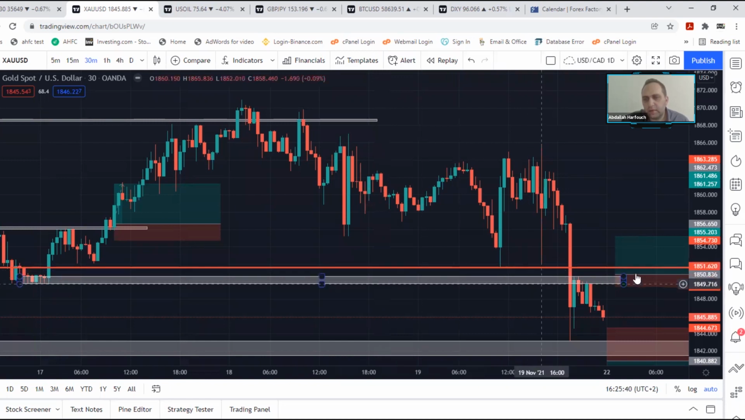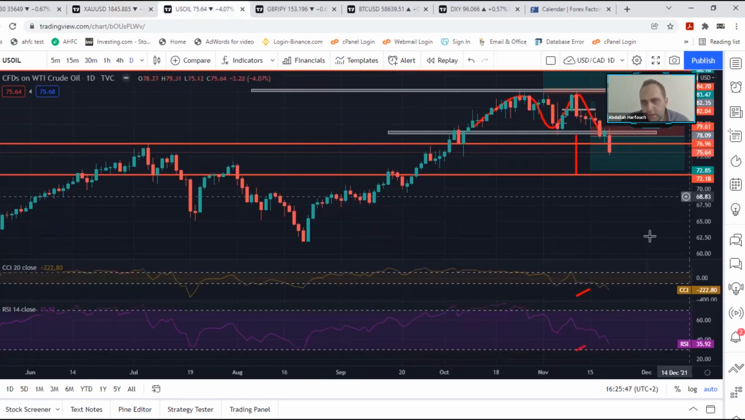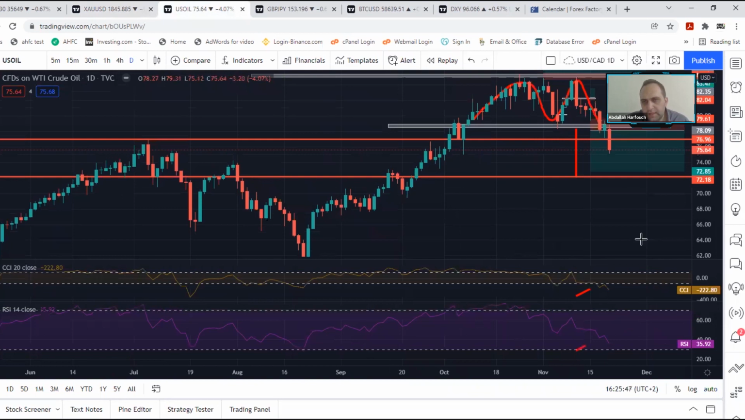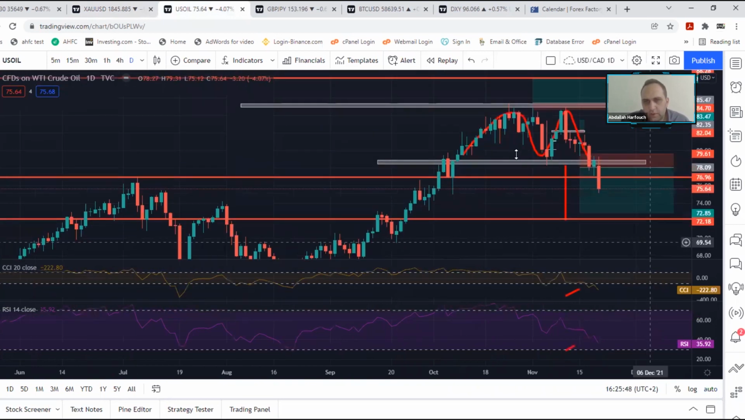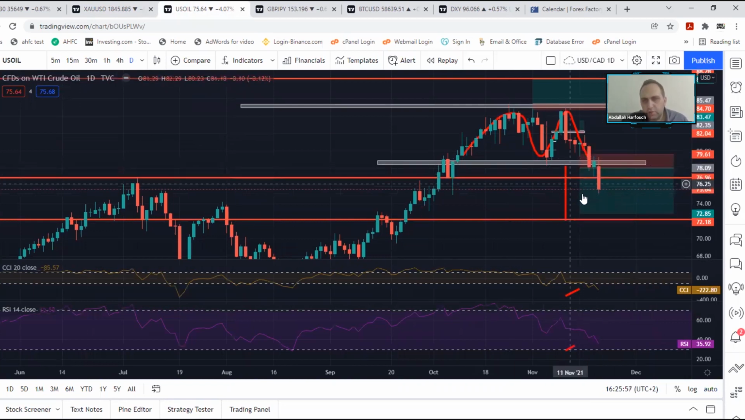Very risky. I'm not going to take the buy, I won't put a buy on gold. Very risky. US oil, as we can see, we had an amazing run down, to the double top we drew before. So it made the double top and now it's resuming down.